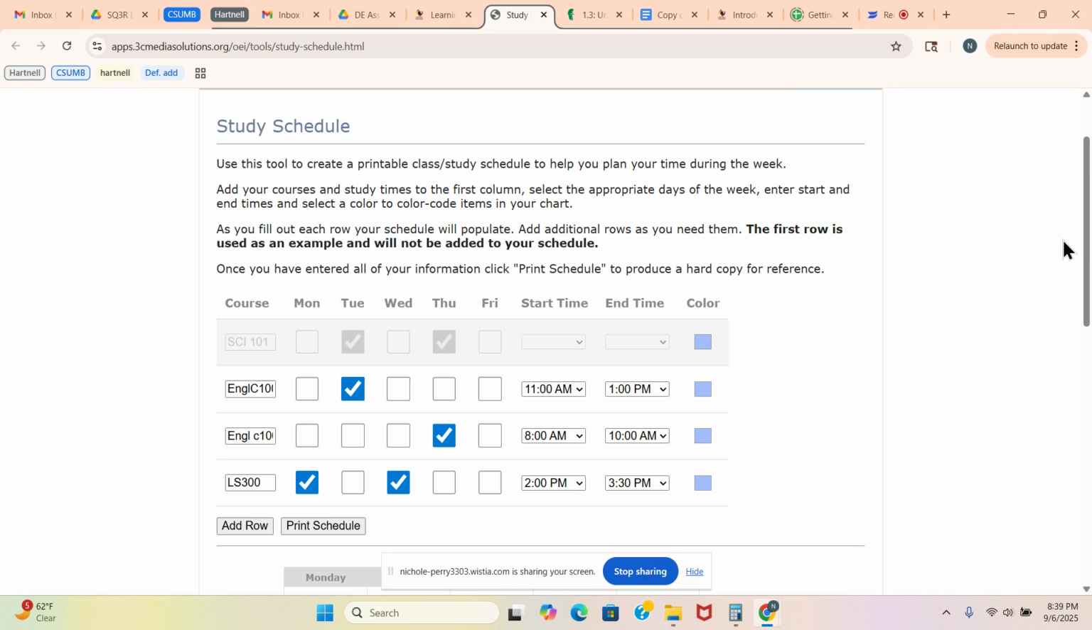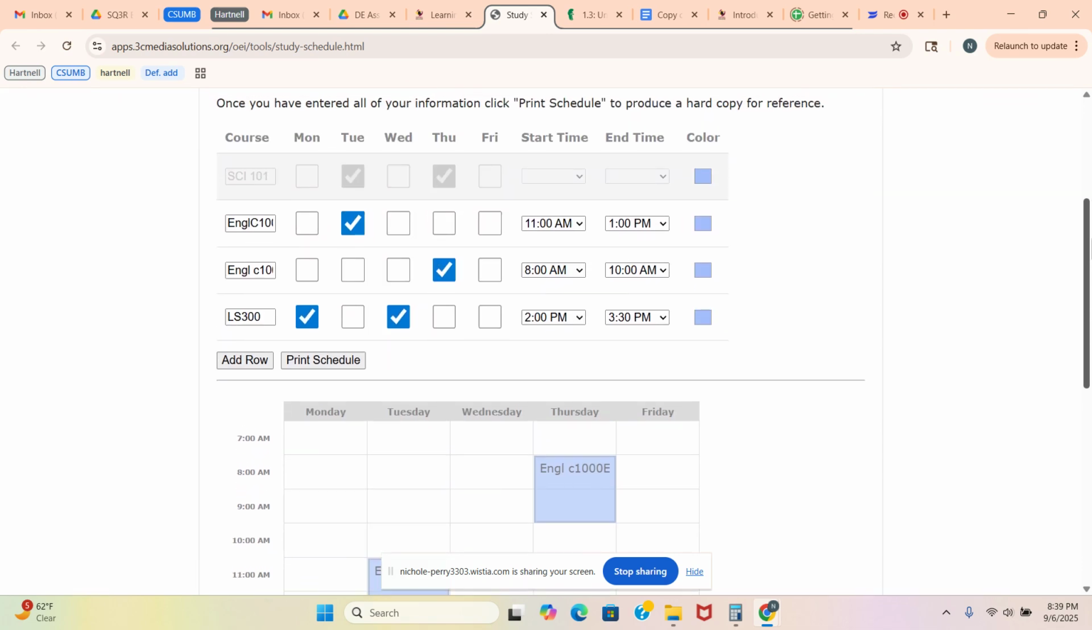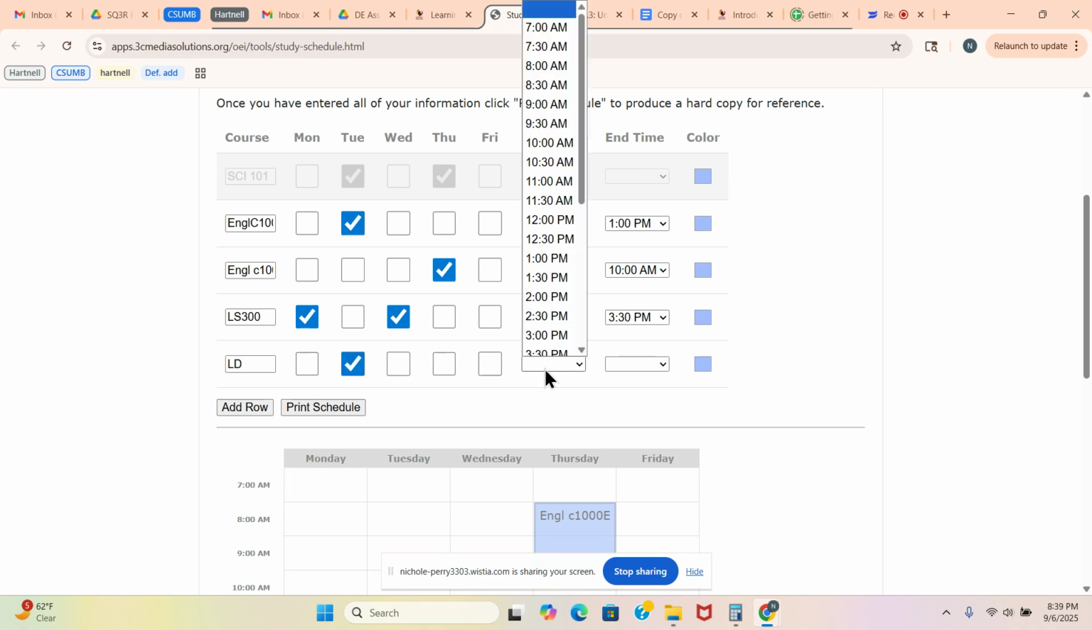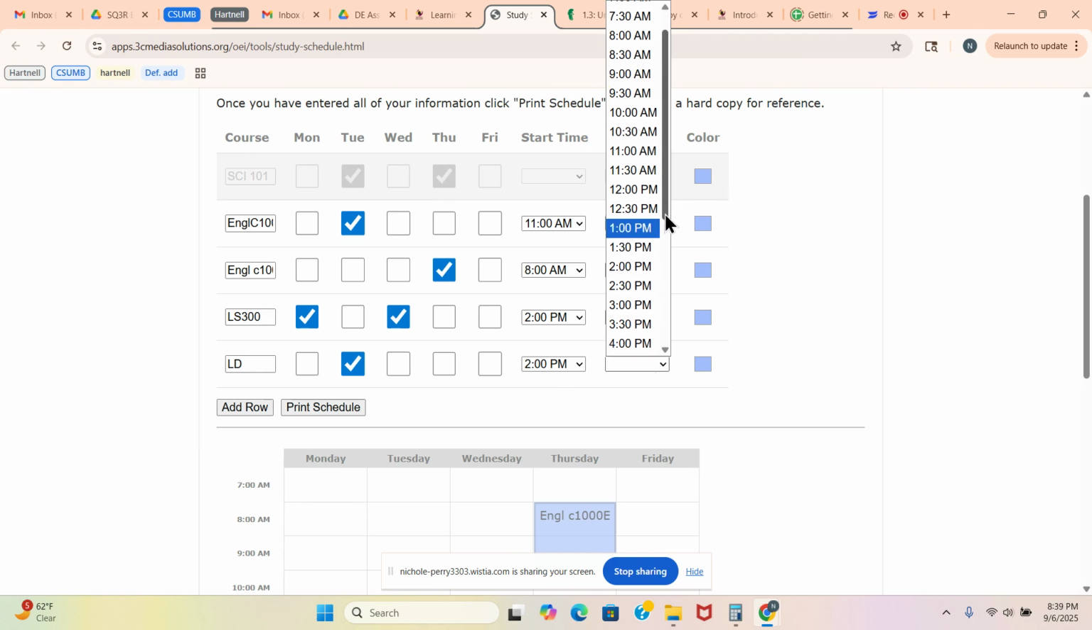So if I were to just do this, it makes it look like I have so much time to study. I'm like, psh, I've got all this space. But that's not really representative of a week. So for this, I want you to put in anything that happens on a regular weekly basis. So in addition to this, I go line dancing. And I go Tuesdays from 2 to 4.